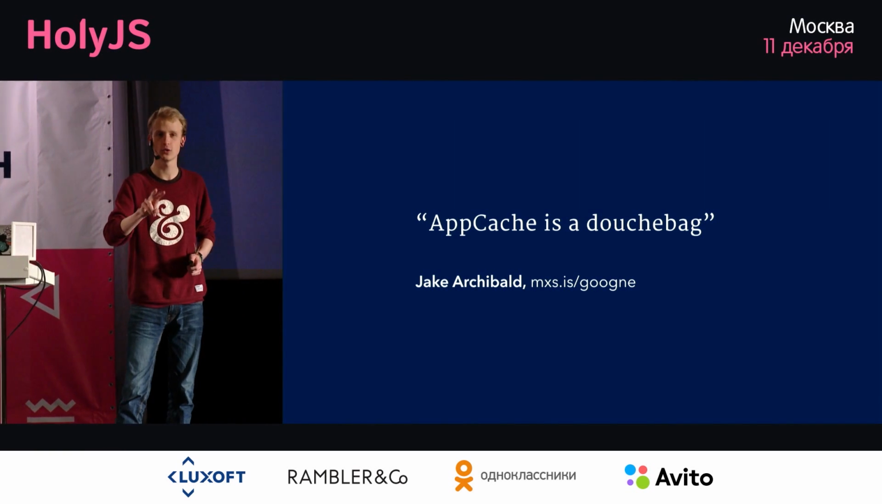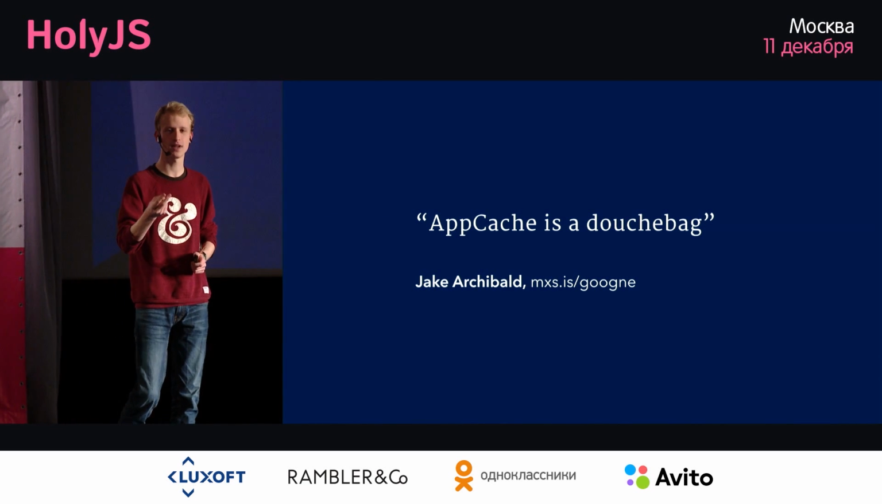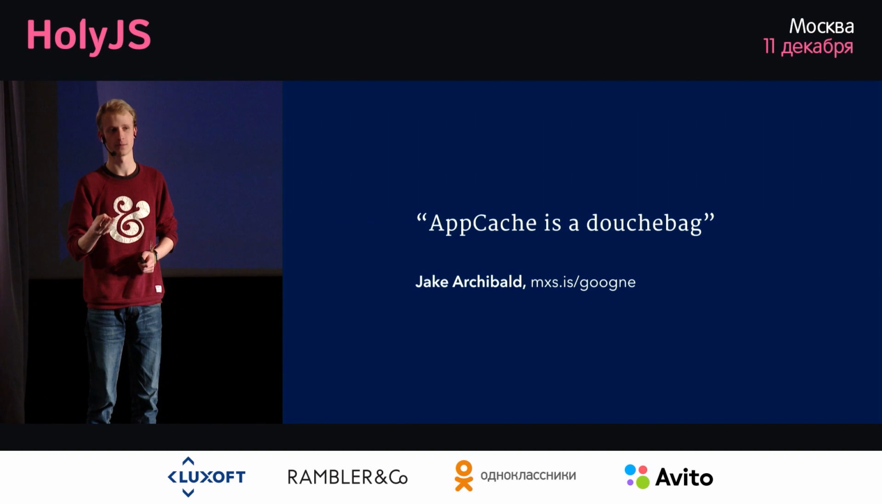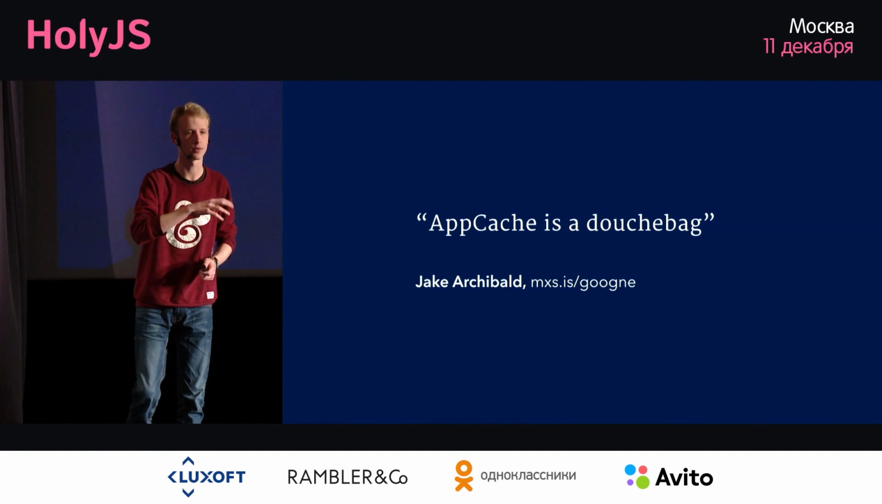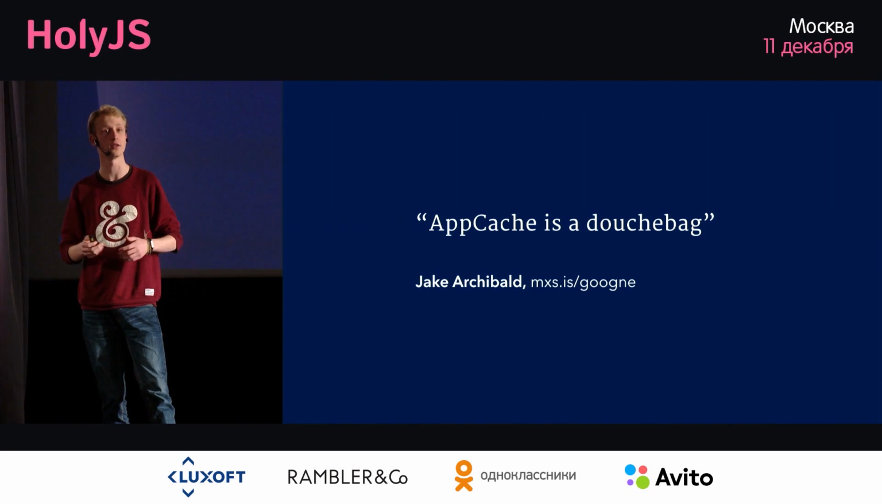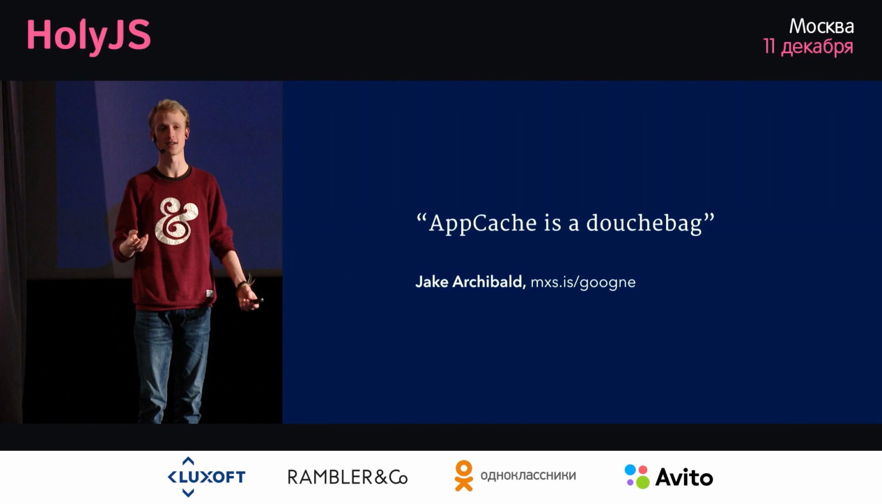Now, we know there are two hard problems in computer science, right? Naming things, cache invalidation, and off-by-one errors, right? Those are the two hard problems in computer science. Cache invalidation isn't something that's very trivial to solve. It's a hard thing to do and very much dependent on the app that you use. But what app cache does is just ridiculous.